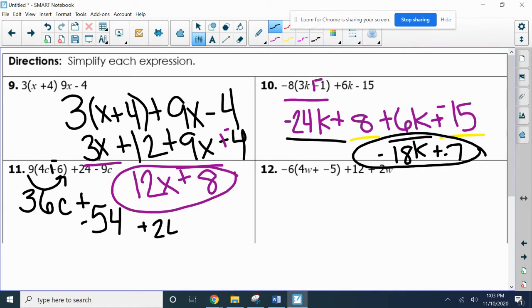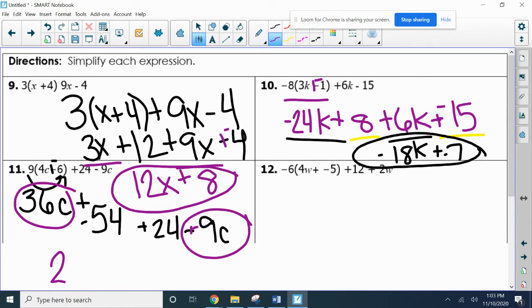Plus 24 minus 9c. So I have plus a negative. I have negative 9c and positive 36c. So I'm going to go ahead and subtract and keep the sign of the larger one. So 36 minus 9 is going to leave me with 27c, and 36 is bigger, so it's going to be positive. And then I have negative 54 and positive 24. So we'll subtract and keep the bigger sign. So plus negative 30.